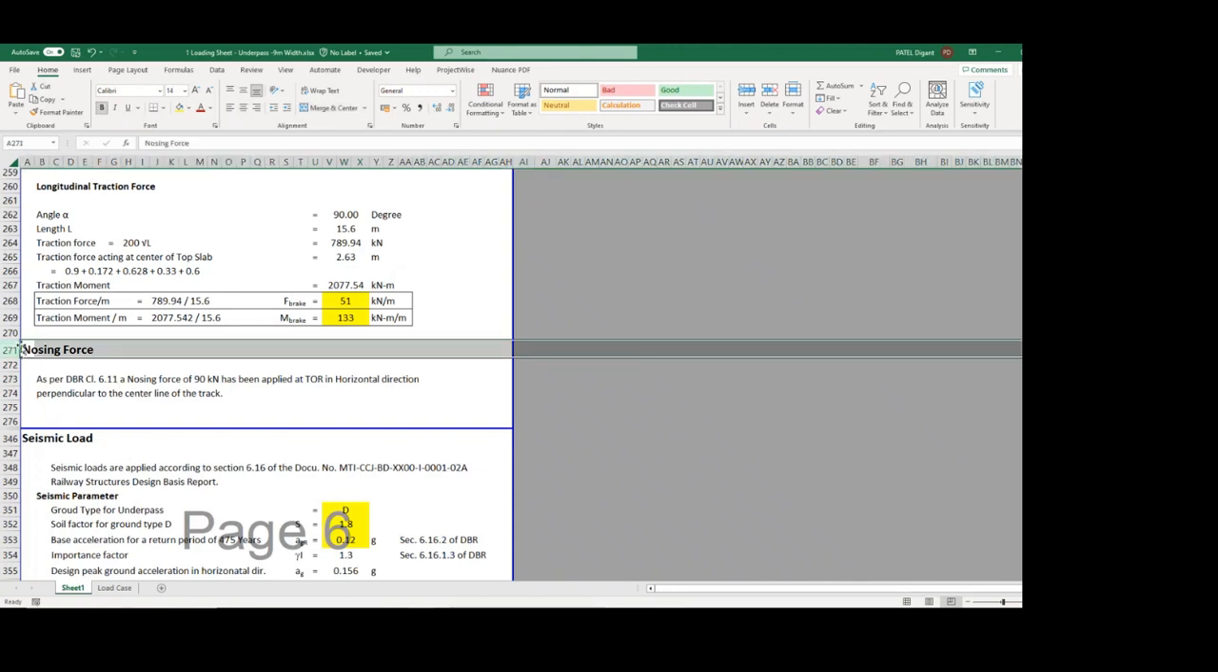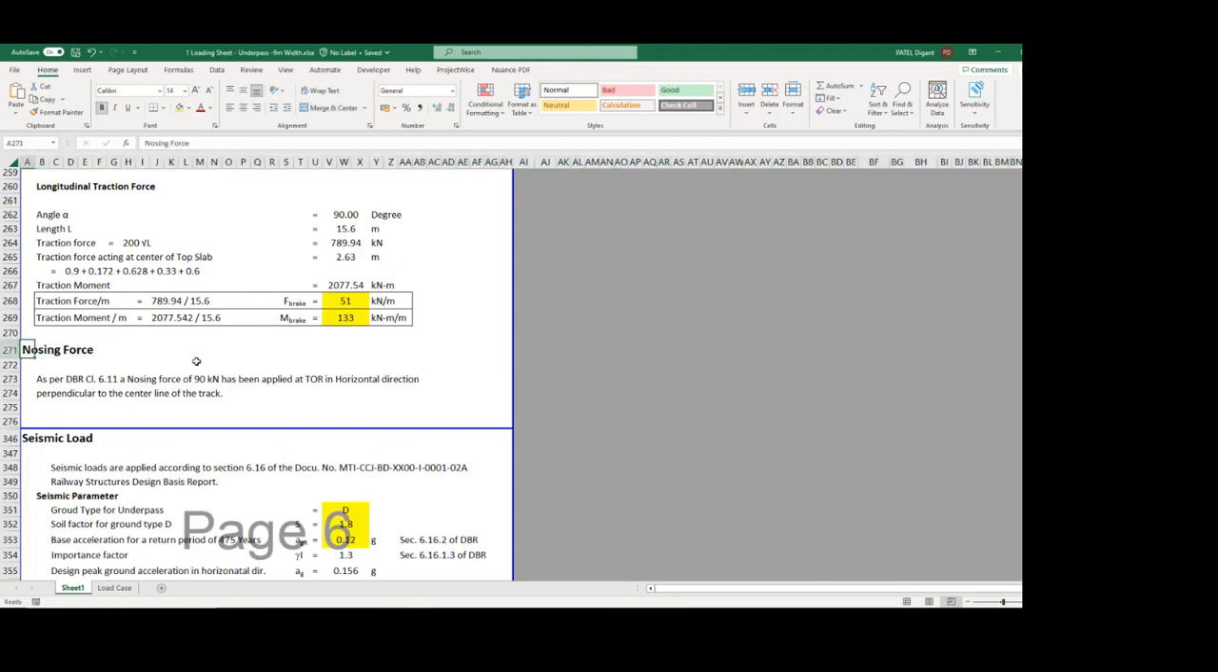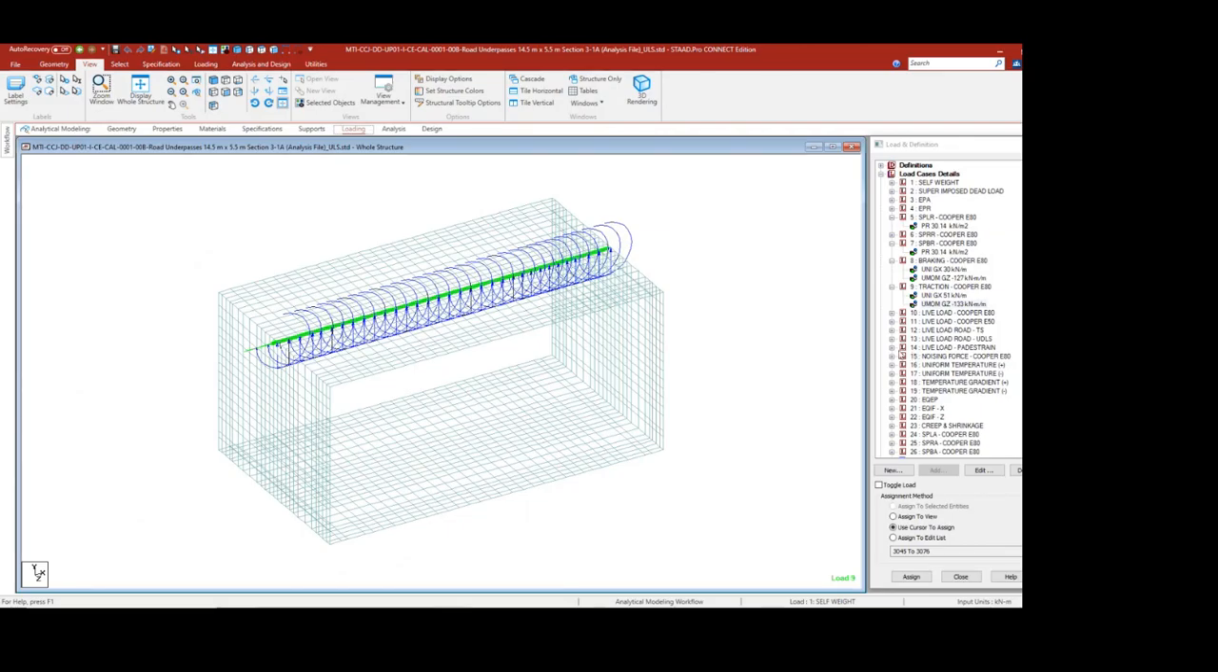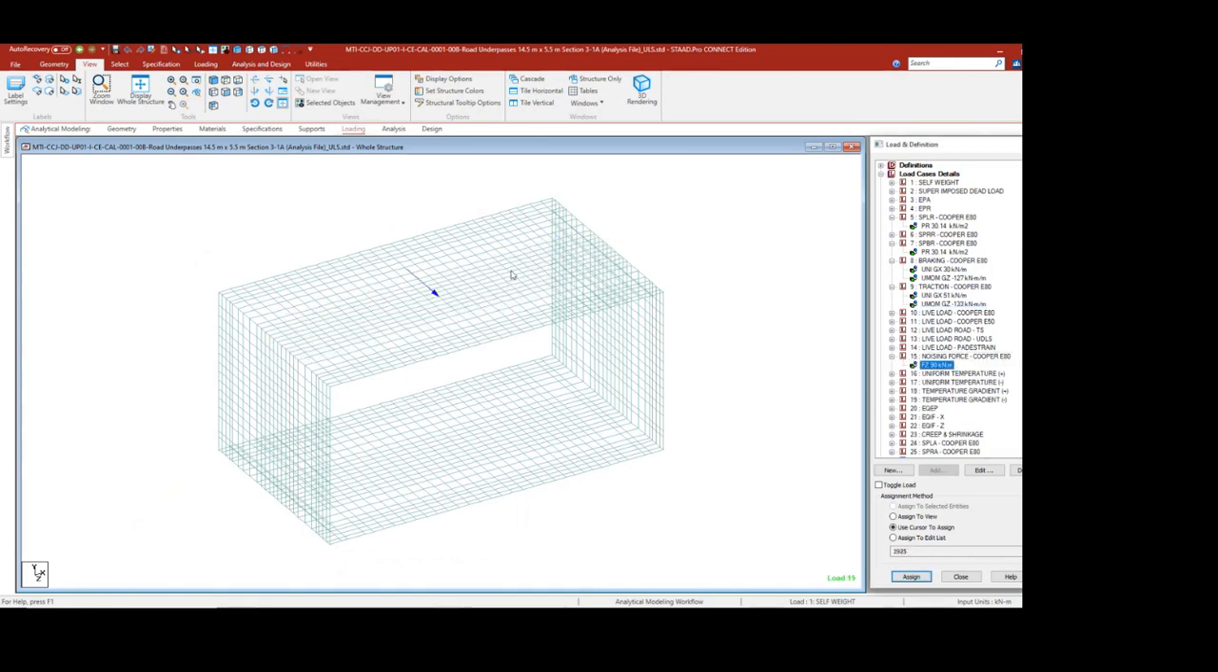Then this nosing force is nothing but the force applied by the wheel to the track. Okay, the transverse force is nothing but the transverse force applied by the wheel of the wagon to the track. It is the nosing force. We have to apply it as a point load. So it is simple, we have applied it as a nosing force.